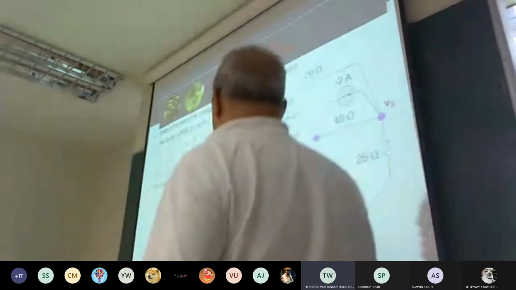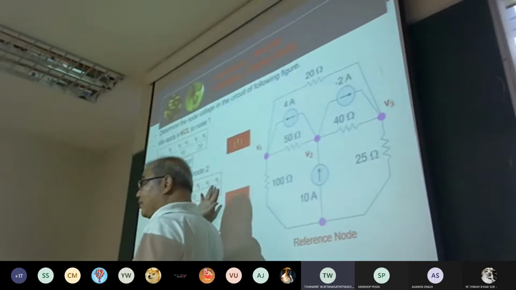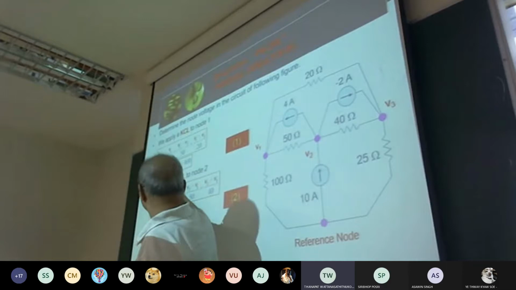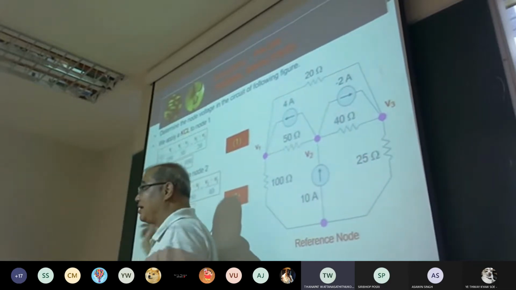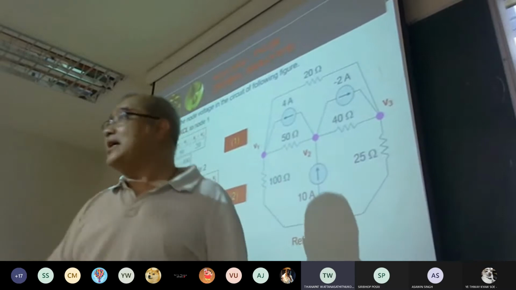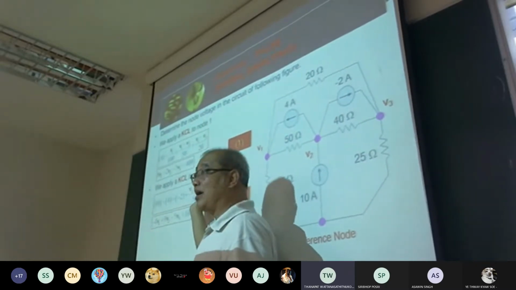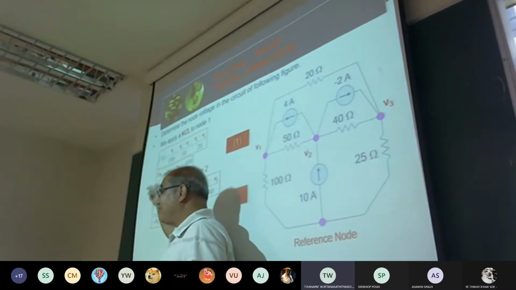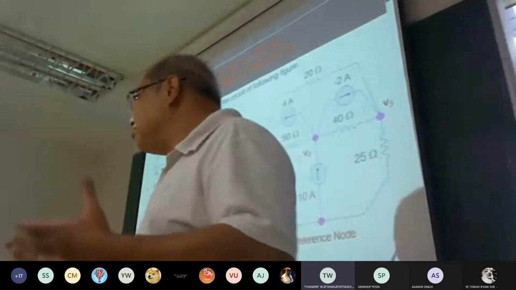Okay. We apply KCL to node 2. Current in equals current out. We apply the equation, take it out. After you reorganize it, some of you may have questions.